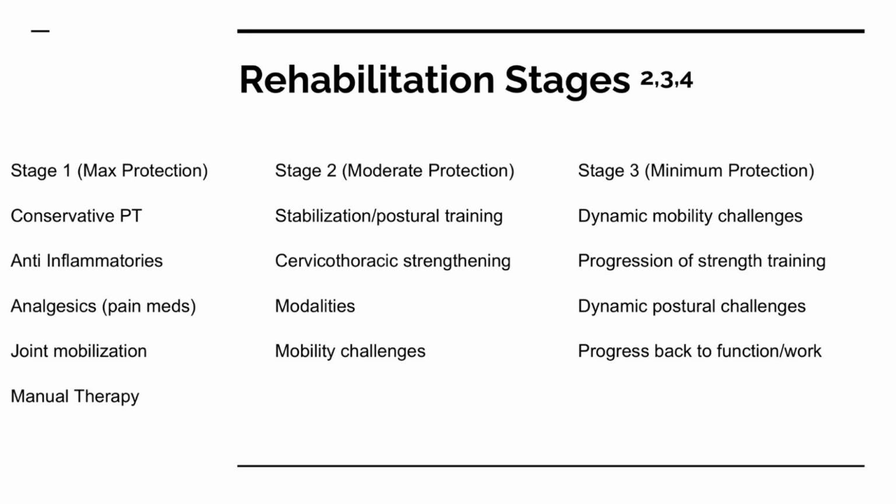Stage 2, more of a moderate protection phase. So this is more stabilization and postural training. You're gonna do more cervicothoracic strengthening. You're gonna use modalities like E-stim, and then add in some mobility challenges as well. Stage 3, minimum protection. So this is gonna be more dynamic mobility challenges, progression of strength training, dynamic postural challenges, and progression back to work, back to function.